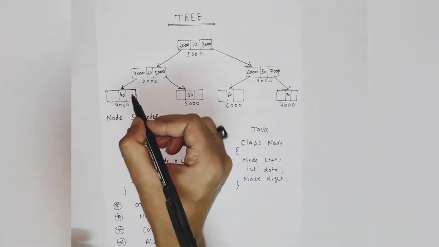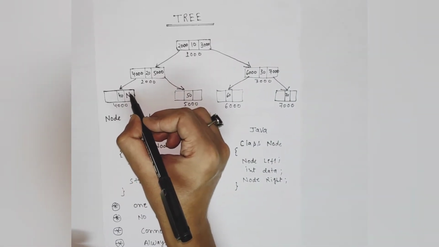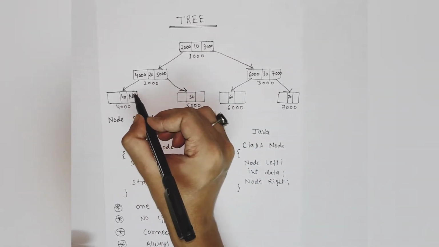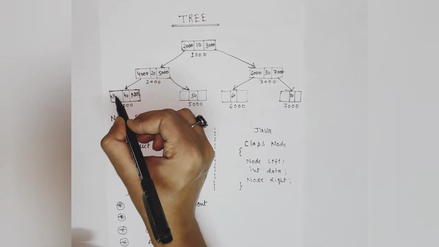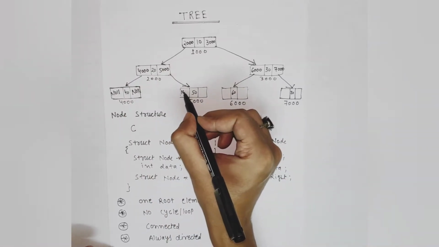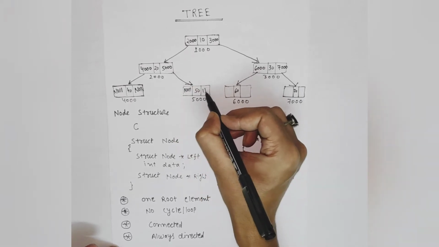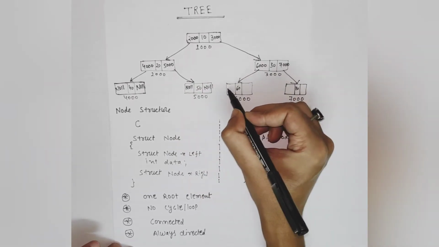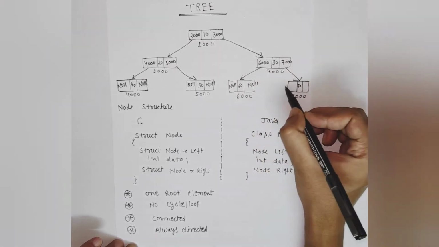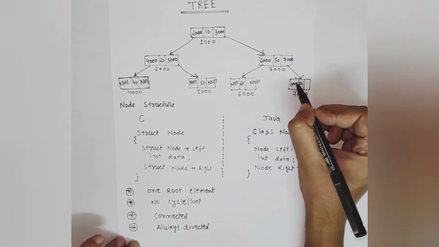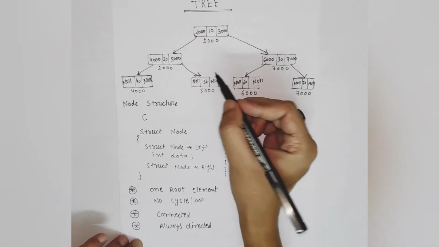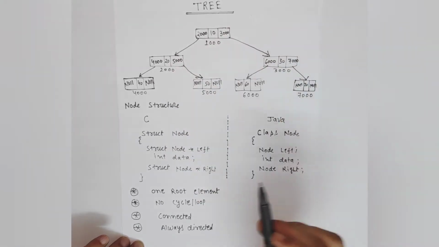And in the end, I will put all the remaining pointers, meaning left and right pointers, as null. It means they are not pointing to anyone. Now again null, here also null, null and null. Now you can see it is looking like a tree.